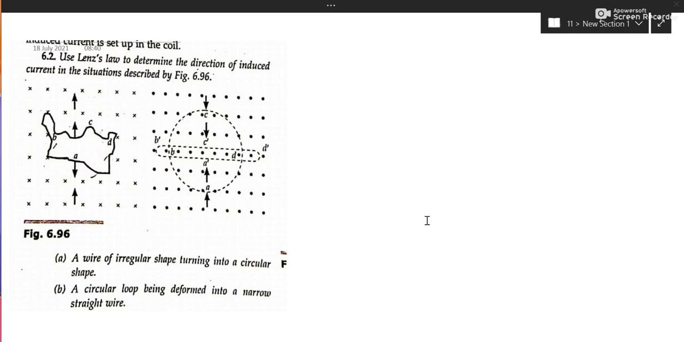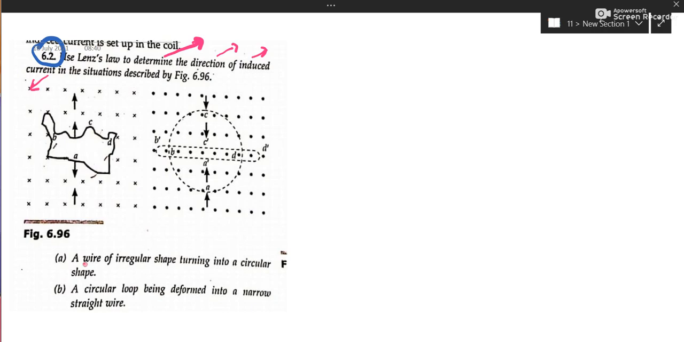Hello children, so these are some NCERT numericals of chapter electromagnetic induction. Let us talk about this. So, what we have been asked is to determine the direction of induced current.